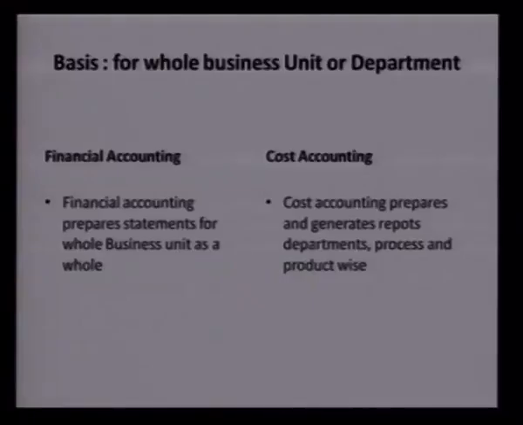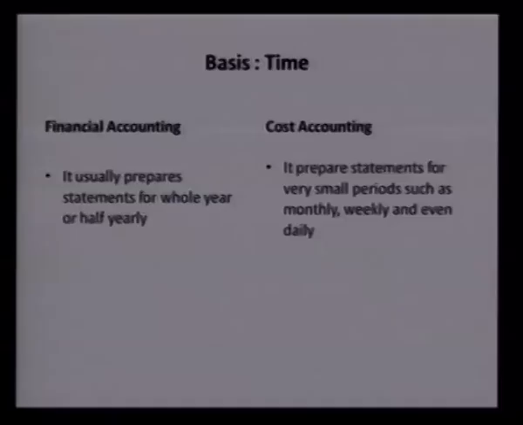As far as other differences are concerned, as we discussed in the beginning, financial accounting is prepared for the business unit as a whole. So financial accounting conveys the results of the business: that we have earned this much profit, these are the assets, these are the liabilities of the business, and we are going upward or downwards and so forth. But it does not explain department-wise performance, which department has performed in which manner. So if we need to understand the performance of an individual department, individual section, individual process, in that case cost accounting helps us.